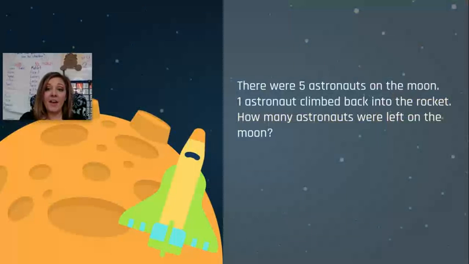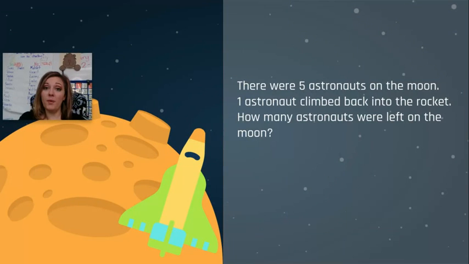There were 5 astronauts on the moon. 1 astronaut climbed back into the rocket. How many astronauts were left on the moon? This one is a subtraction problem because one of them left. Right here, this word right here lets us know. All right, let's go through our steps.